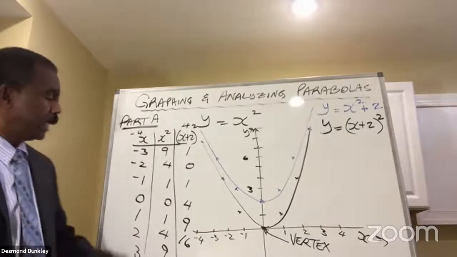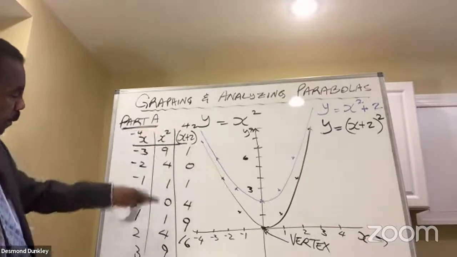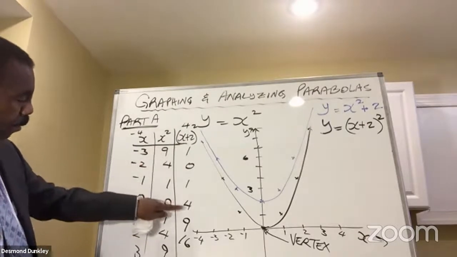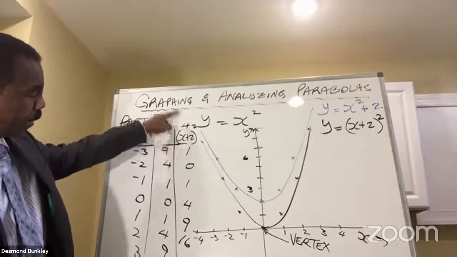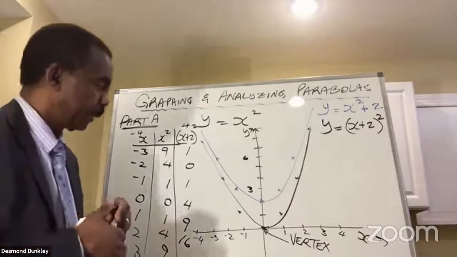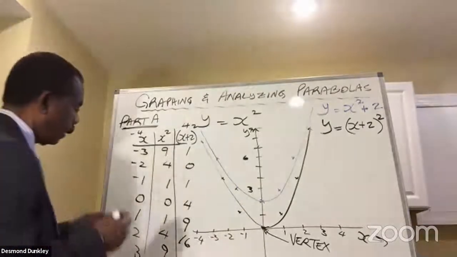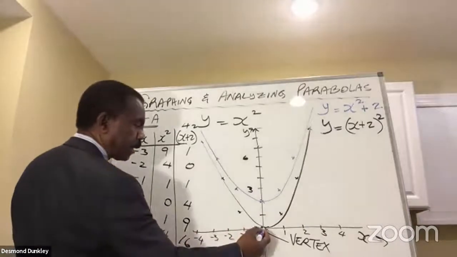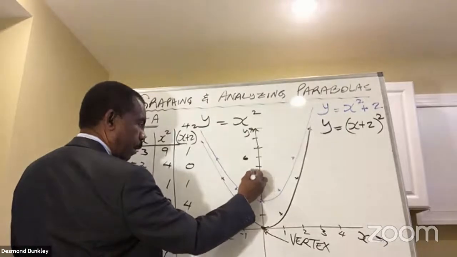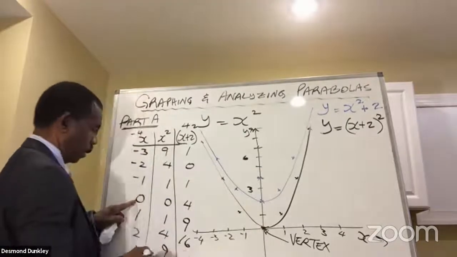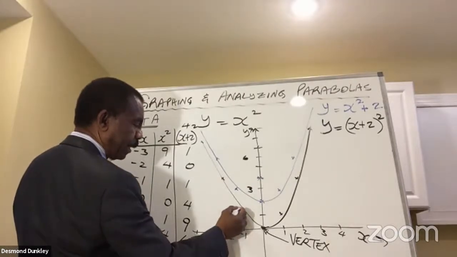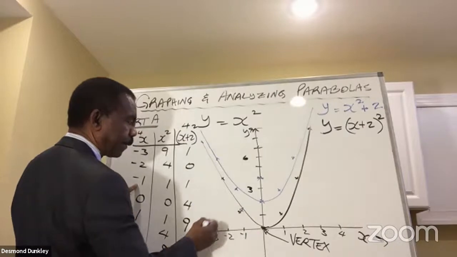So now you see that the numbers shift. You see we had 4, 1, 0, 1, 4, 9. Now we have 4, 1, 0, 1, 4. Then we're going to have the 9. So there's a shift. So let's plot those points and see what happens. 0 is going to be mapped onto 4. Negative 1 is going to be mapped onto 1. So it's going to be right here.